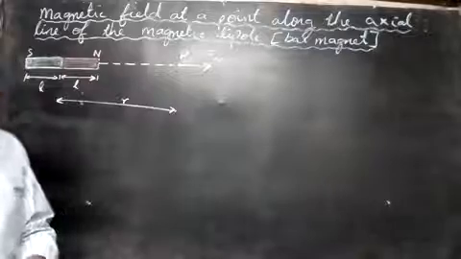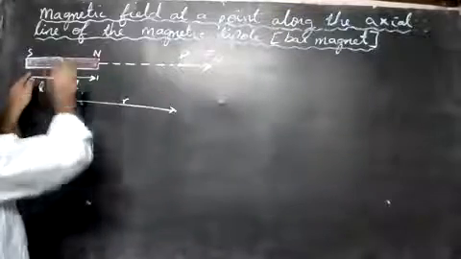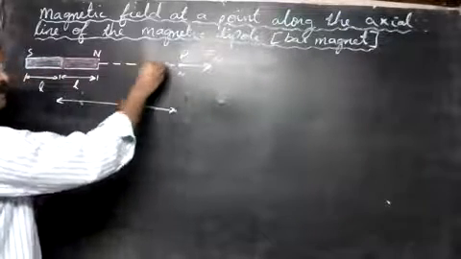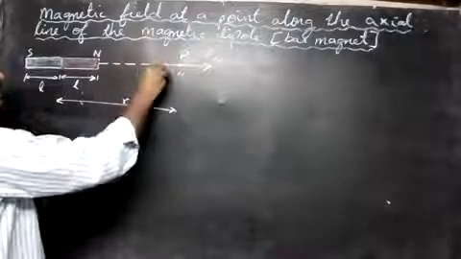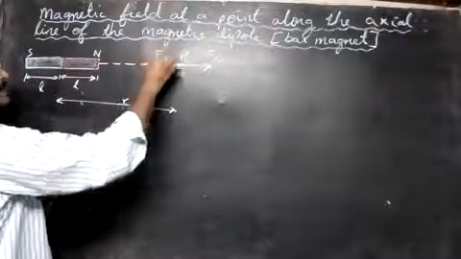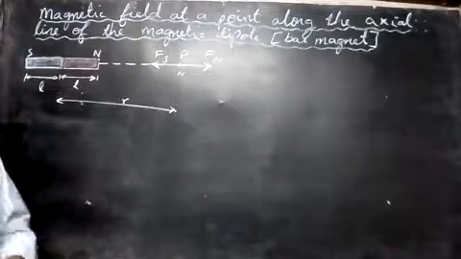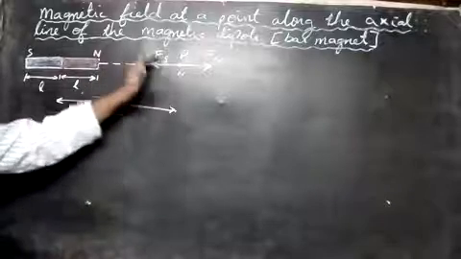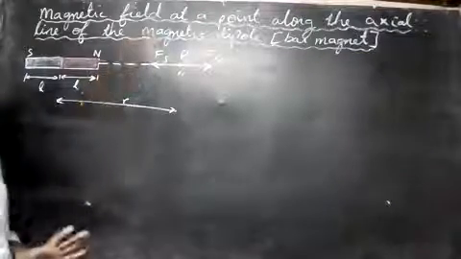Similarly, the south pole, this is actually the north pole I'm saying, the south pole attracts this north pole here, this way. That force we write as Fs, the force due to the south pole. Now let us go to the derivation. It's very simple.